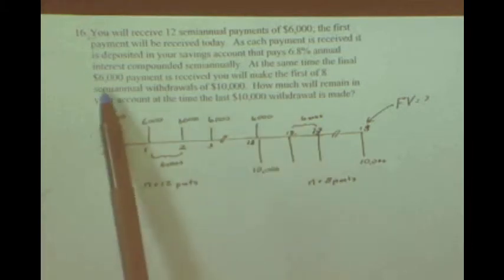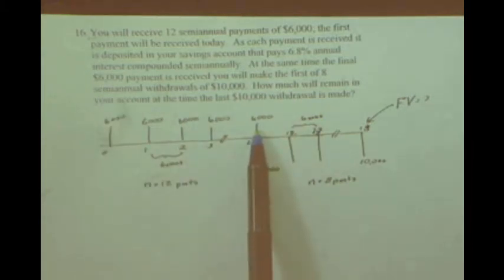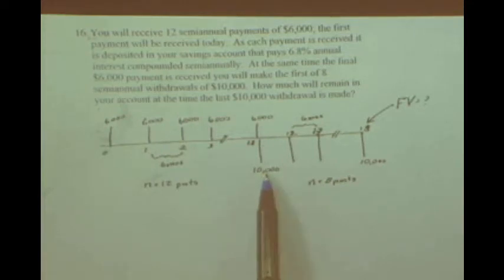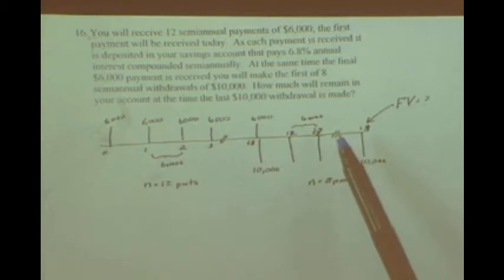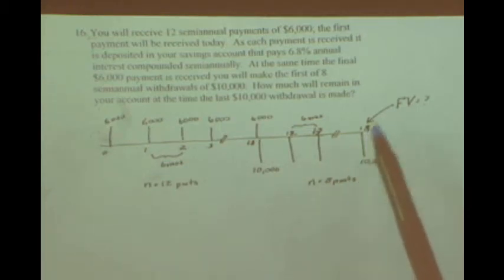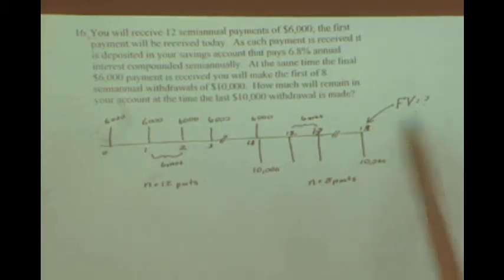At the same time as the final $6,000 payment is received, you will make the first of 8 semi-annual withdrawals of $10,000. How much will remain in the account at the time the last $10,000 withdrawal is made? So there's the question. What do we have right after the last $10,000 withdrawal?